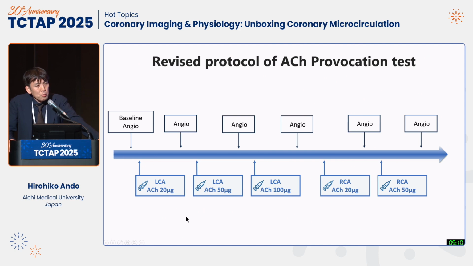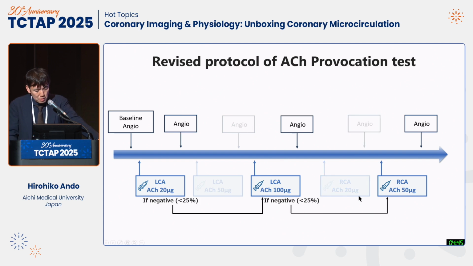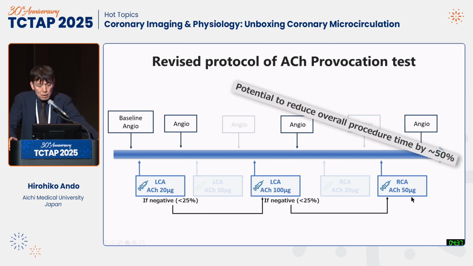So this is a revised protocol from these findings. If the patient has a negative response to the 20 microgram dose in the LCA, we can skip the 50 microgram dose and go to the 100 microgram dose. Furthermore, if the 100 microgram dose is also negative, we can skip the 20 microgram dose in the RCA and go directly to the 50 microgram dose in the RCA. This revised protocol has the potential to reduce the overall procedure time by around 50%.